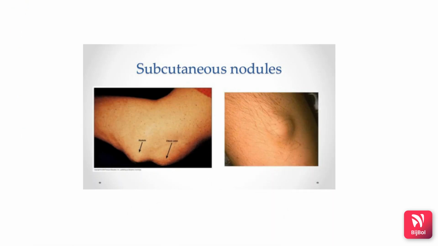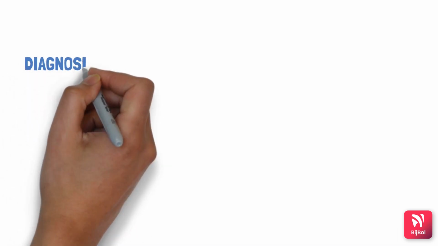In the subcutaneous tissues, there are some collagen deposits seen, which form nodules. These are called subcutaneous nodules, which are formed on the back of the wrist, the elbows and the knees.